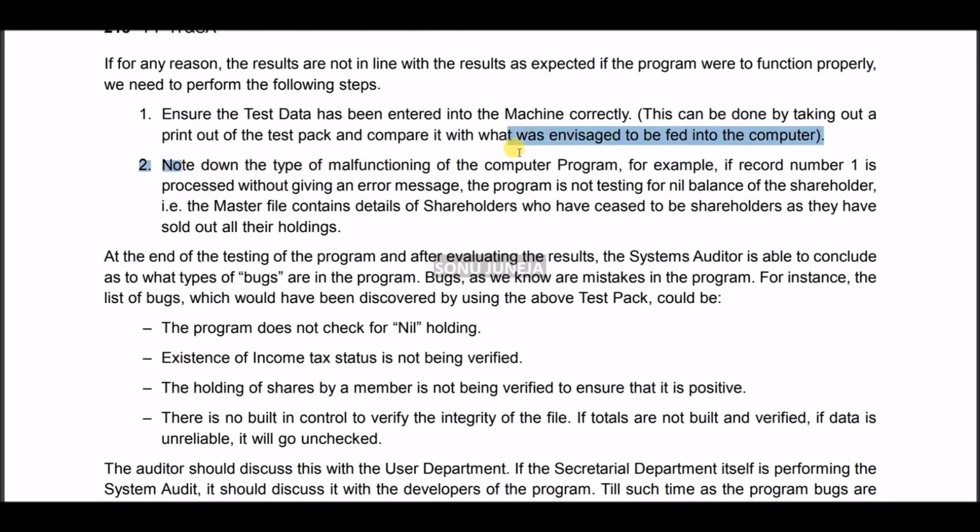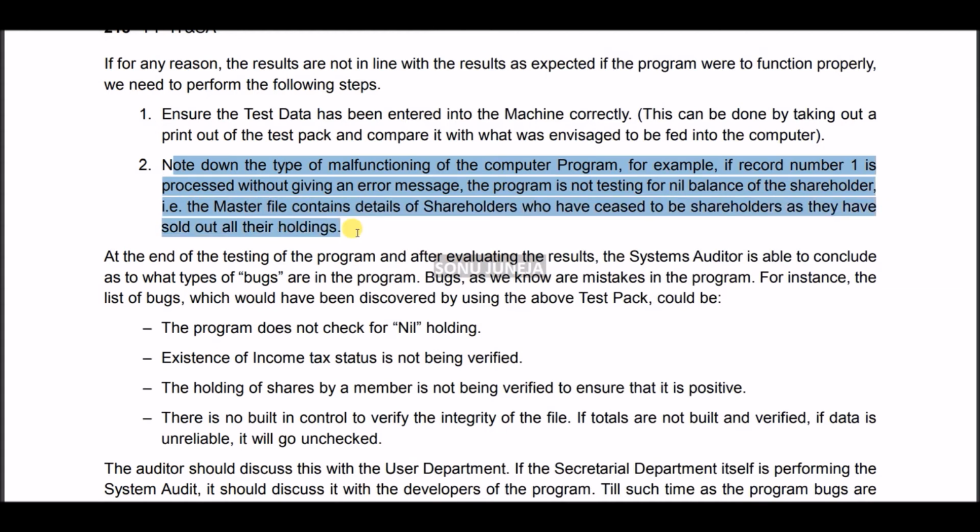Then note down the malfunctioning of the computer program, what errors have occurred, point out the errors and what exactly you need to look into. For example, if record number 1 is processed without giving an error message, the program is not testing for nil balance of the shareholder. That is, the master file contains the details of shareholders who have ceased to be shareholders as they have sold out all their holdings.